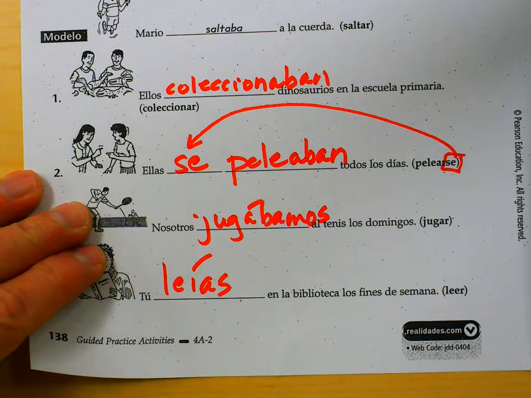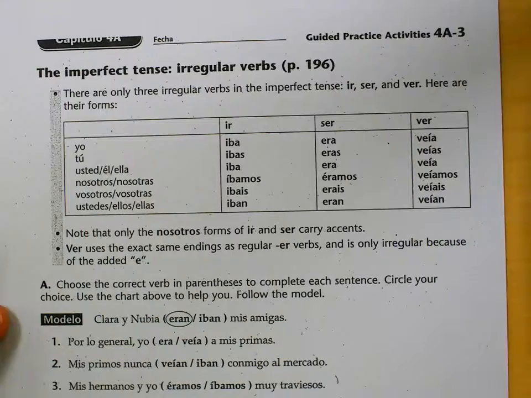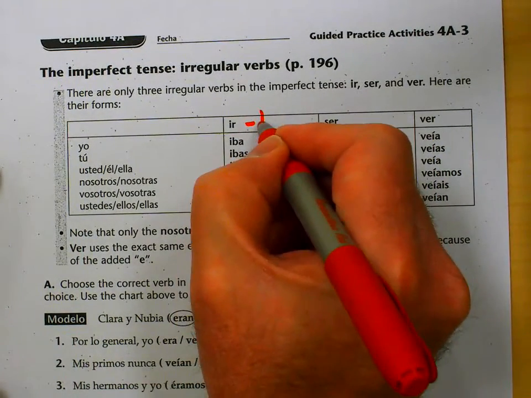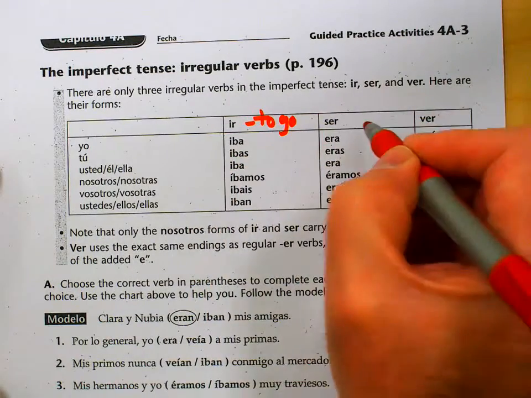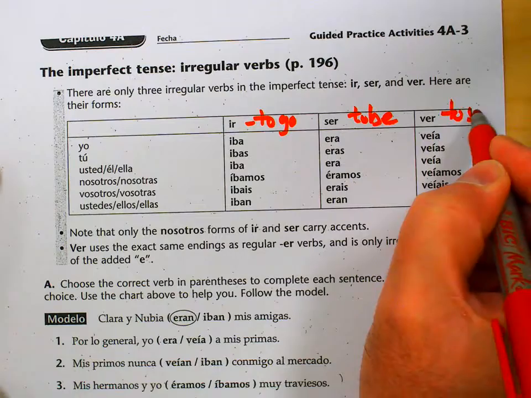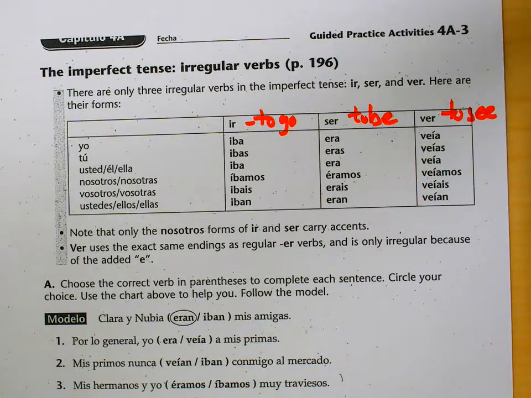All right, guys, we're going to continue on with some irregular verbs now on your next page. We only have three in this tense. So there are three irregular verbs in the imperfect tense, and they are ir, and remember ir means to go, ser, remember ser means to be, and ver, which means to see. And it says here are their forms.